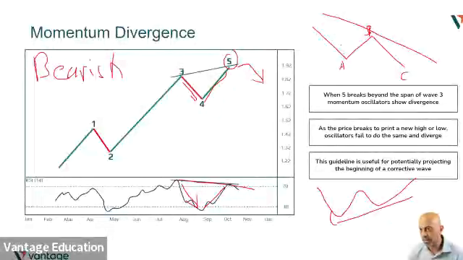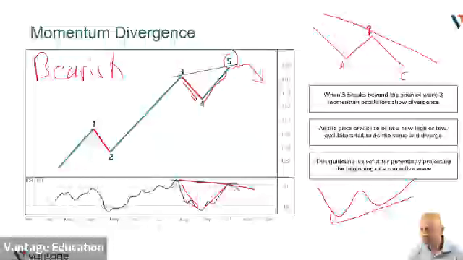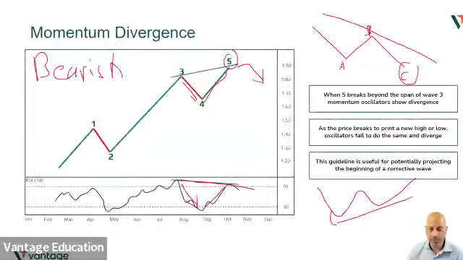But in the opposite case, when you have the corrective wave A, B, and C, price is making lower highs and lower lows, but you actually see the RSI indicator making higher lows, right? So you have the divergence once more, and this time this signals a potential bullish reversal and the ending of wave C. All right, so this is how we can apply it to the other side as well.